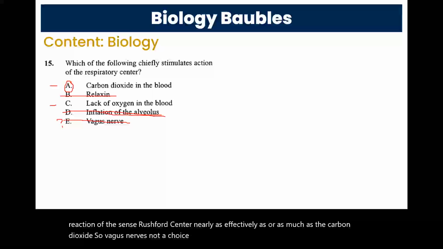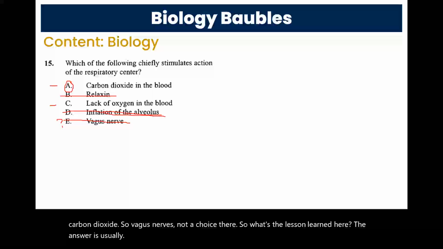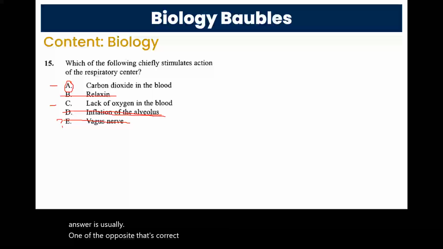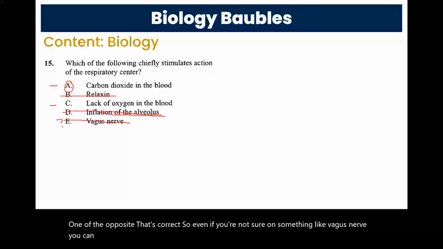So what's the lesson learned here? The answer is usually one of the opposites. One of the opposites, that's correct. So even if you're not sure on something like vagus nerve, you can still say, okay, it's probably not that one because of A versus C here.